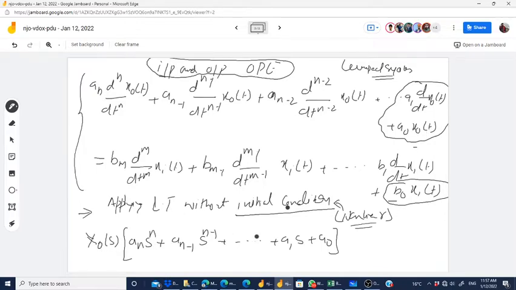Is it clear? In a similar way, we can take the Laplace transform for the input side. So you can write here xi(s) as common, and the rest of the thing you write as b_m s^m plus b_(m-1) s^(m-1) plus dot dot dot up to b1 s plus b naught. If I am not wrong, then this is the relationship between the output and input. Yes or no?